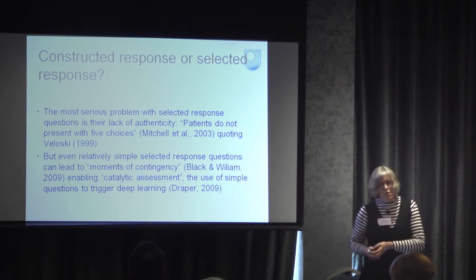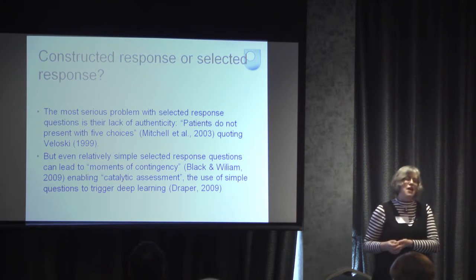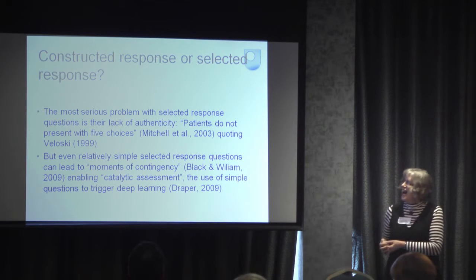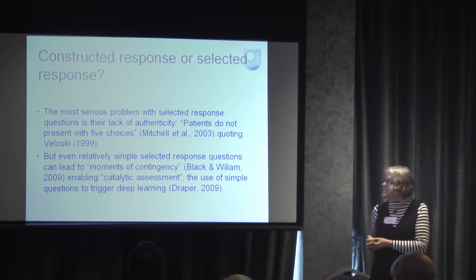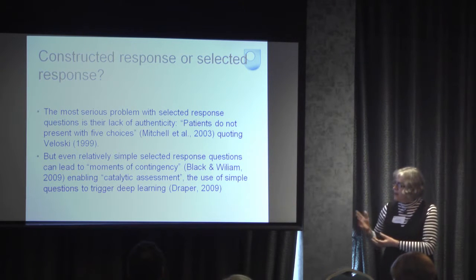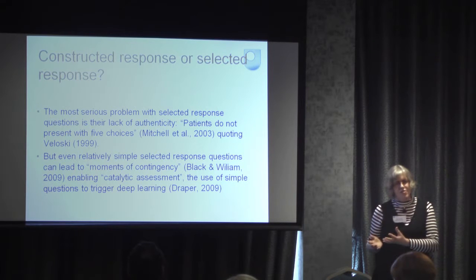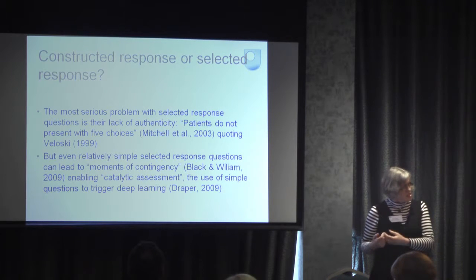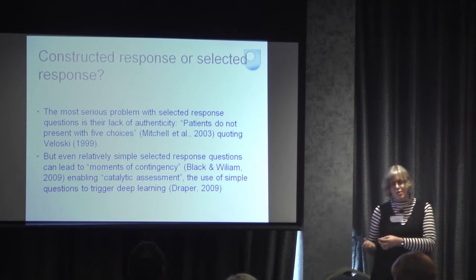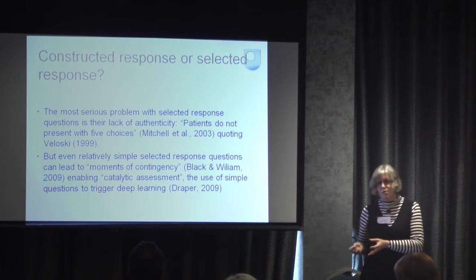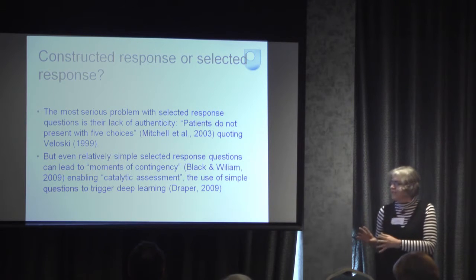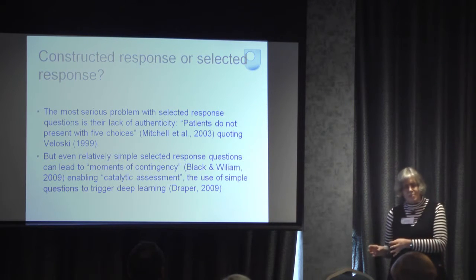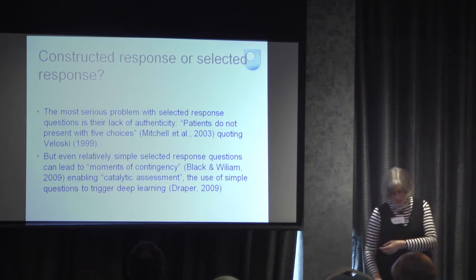I have in the past been quite damnatory about multiple choice questions. I'm mellowing in my old age. I do think that even using really simple multiple choice questions, we can deliver quite a lot. Black and William, the idea of moments of contingency: if you ask the right question at the right time, you can still trigger quite deep learning. And similarly, Steve Draper's concept of catalytic assessment, in other words, same idea, that you're asking a simple question, but it's leading to significant learning.